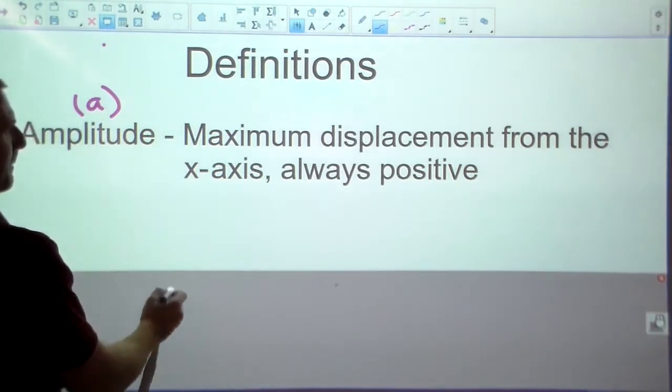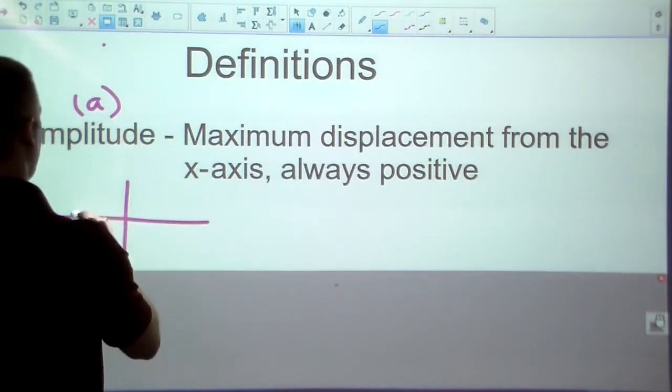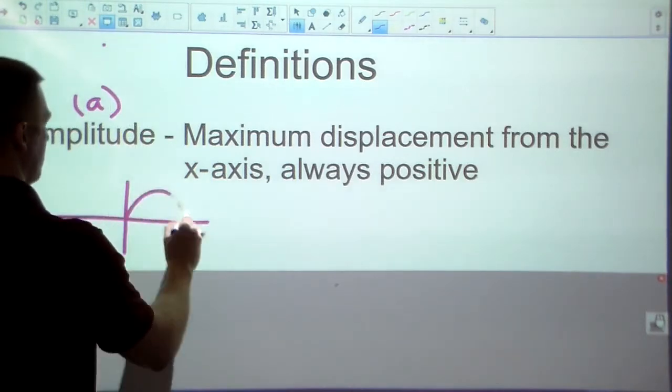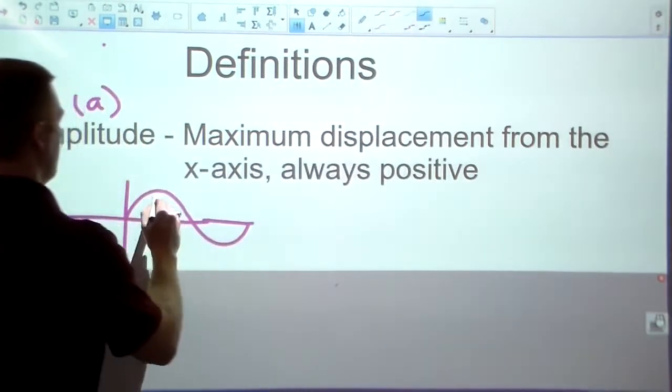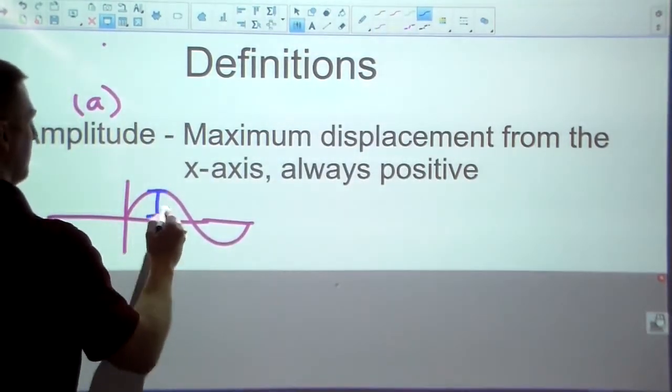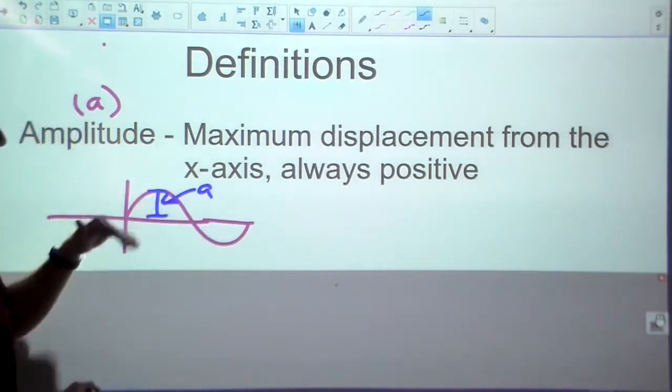And it's the maximum displacement from the x-axis. So to give you a visual for what all those words mean, this is our typical sine wave. Your amplitude is this displacement, this distance from the x-axis to the peak of the graph.